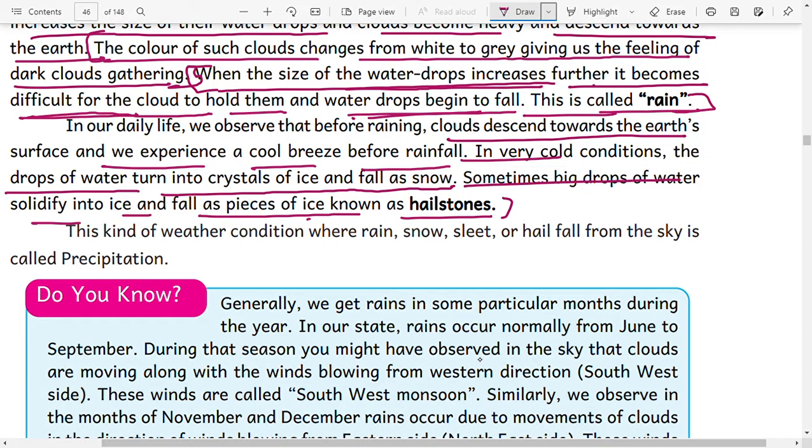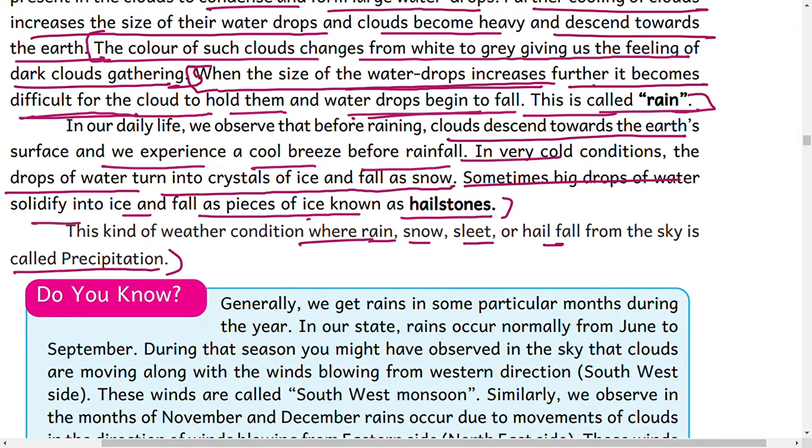This kind of weather condition where rain, snow, sleet or hail fall from the sky is called precipitation. These are all the examples of precipitation. Precipitation has four forms: rain, snow, sleet and hail.